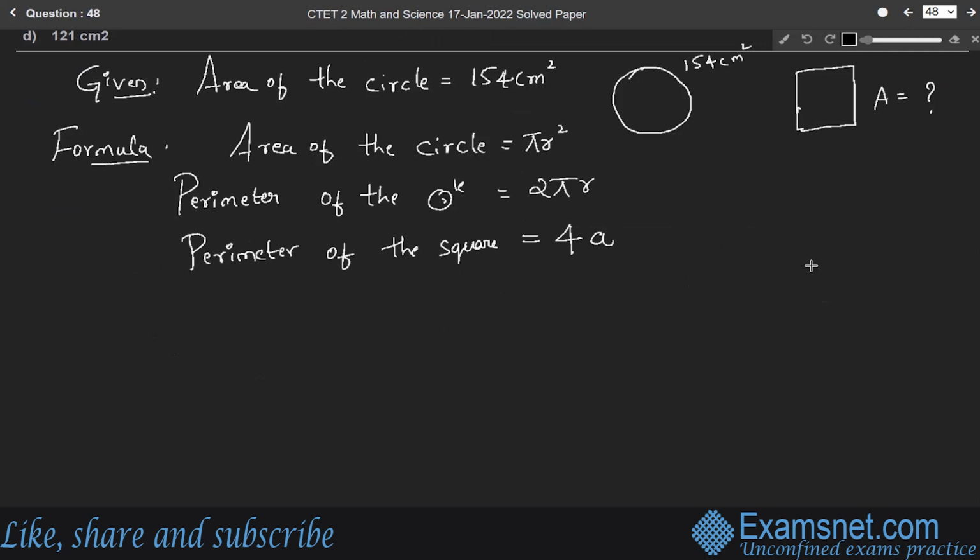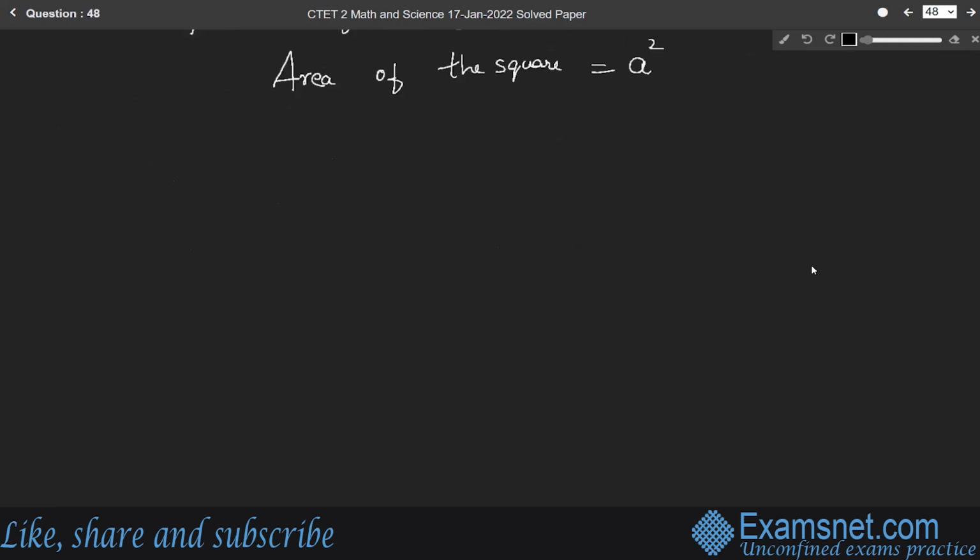So we can equate perimeter of the circle is equal to perimeter of the square. From that, we can find out the value of the side, the measure of the side of the square. From that measure, area of the square. Area of the square is equal to a square, where a is each side of the square, right? So come to the calculation part. Calculation.